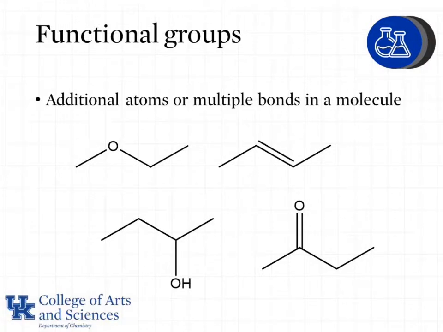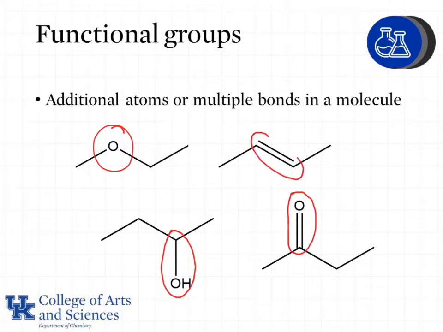First, we need to look at what a functional group is. These are additional atoms or multiple bonds in a molecule. So rather than having just carbons and hydrogens, we see that we have oxygens or double or triple bonds. We can also see other elements such as nitrogen or sulfur in a molecule, which gives it specific properties.